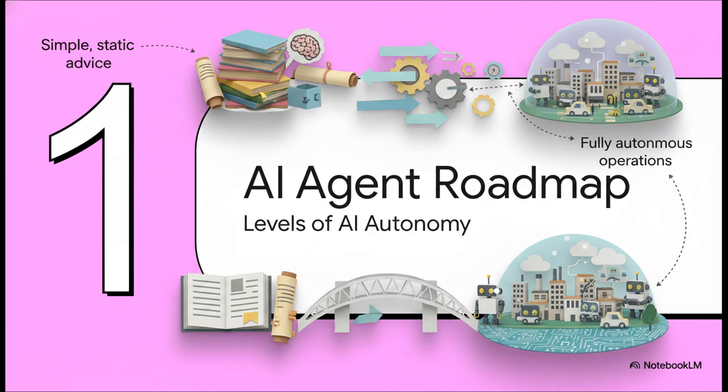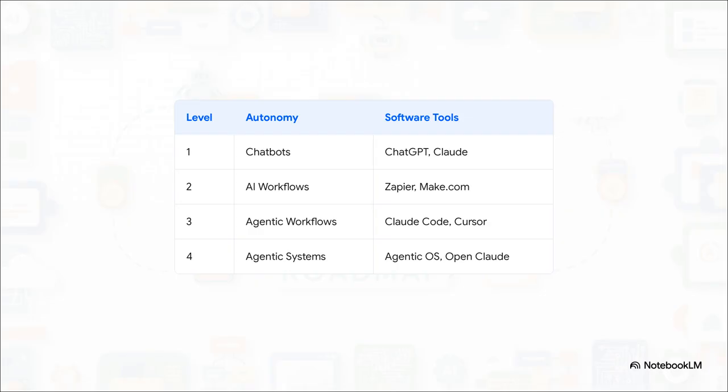Section 1. The AI Agent Roadmap. Let's start with a high-level view of how we progress from getting simple advice to running fully autonomous operations. What's really fascinating here is how the tools themselves evolve. At level 1, we have our familiar chatbots, your ChatGPT, Claude, Gemini. It's essentially just a browser tab, right? Level 2 moves us into AI workflows, using tools like Zapier or Make.com, which introduces some basic automation.